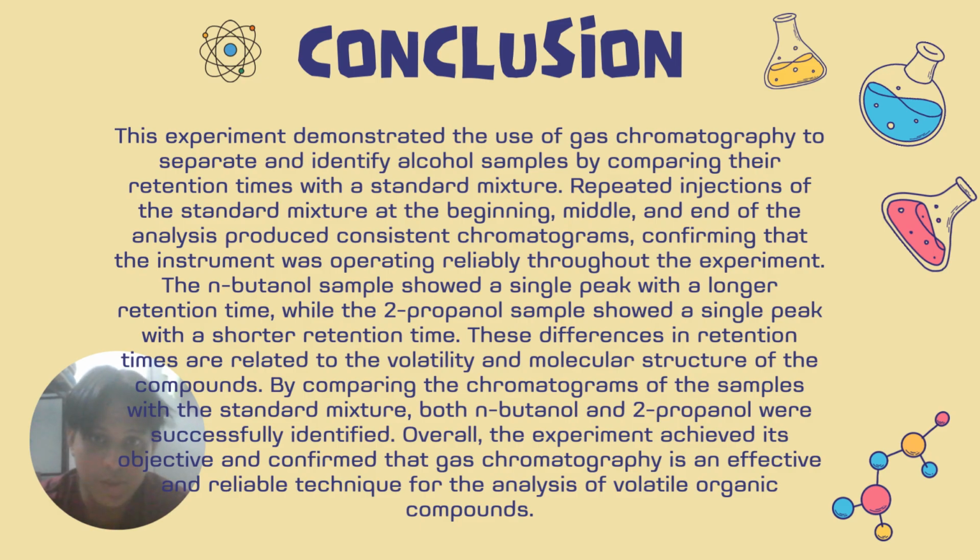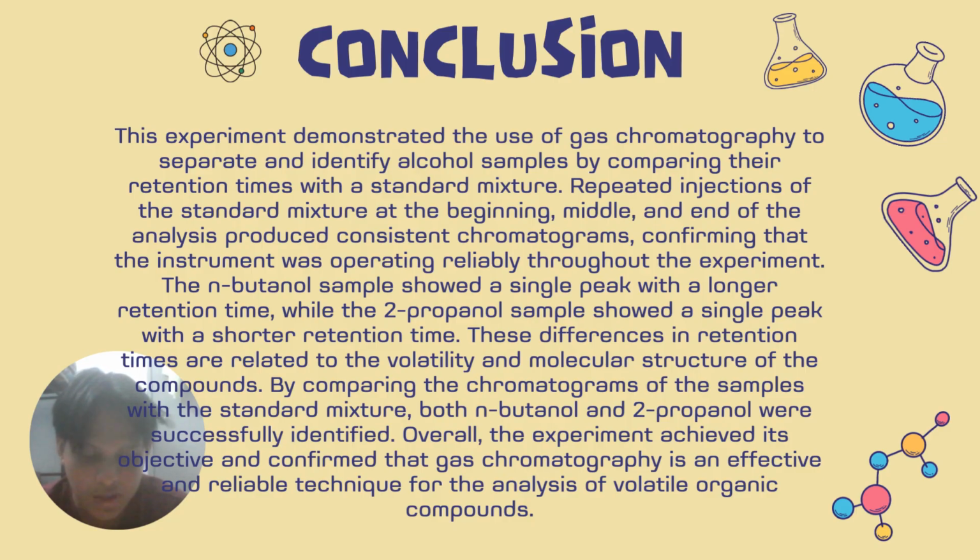Conclusion: this experiment demonstrated the use of gas chromatography to separate and identify alcohol samples by comparing their retention times with a standard mixture. Repeated injection of the standard mixture at the beginning, middle, and end of the analysis produced consistent chromatograms, confirming that the instrument was operating reliably throughout the experiment. The N-butanol sample showed a single peak with a longer retention time, while the N-propanol sample showed a single peak with a shorter retention time.